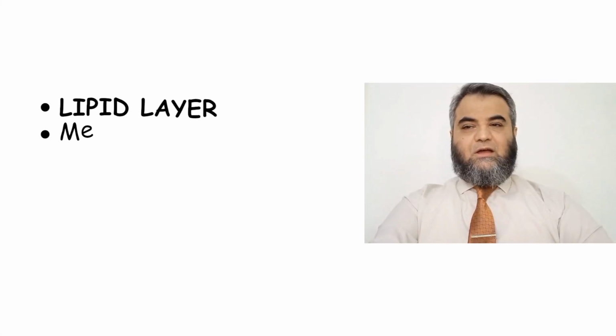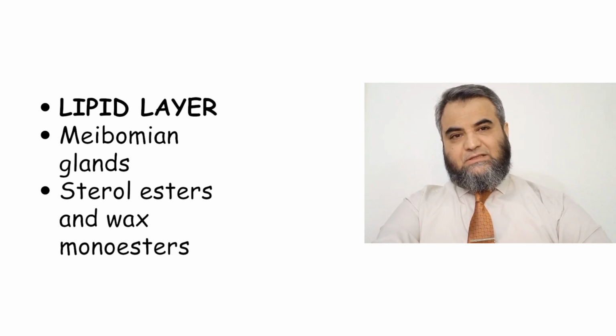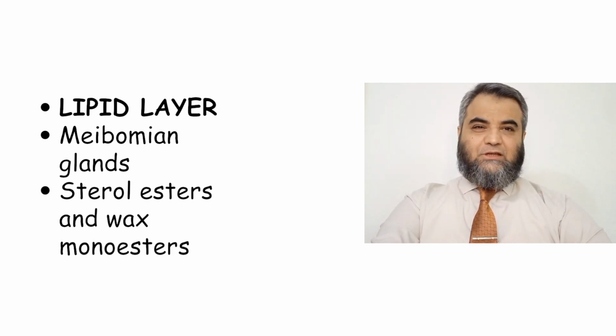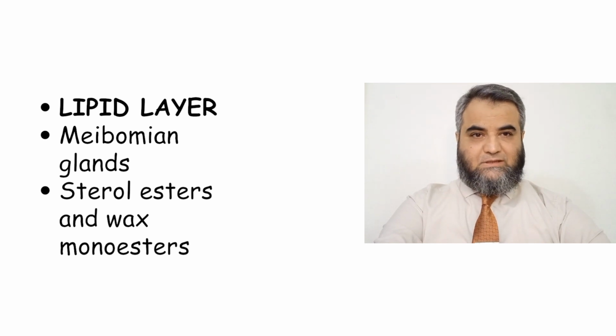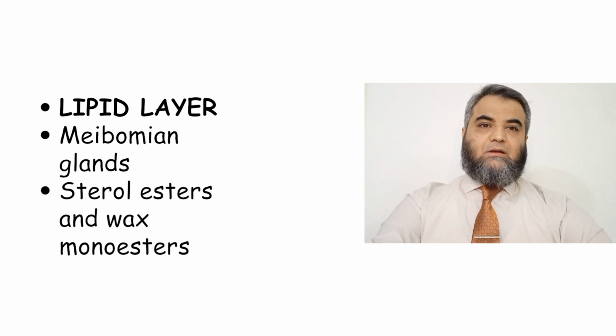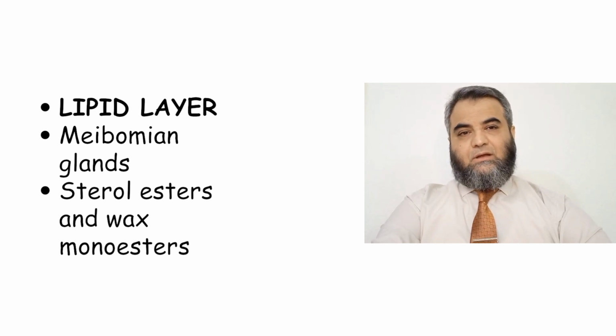The third layer is the lipid layer, and it is produced by the meibomian glands of the eyelids. This layer is basically composed of sterol esters and wax monoesters. Because of oil and lipids, this layer is responsible for prevention of evaporation. Its role is to prevent the evaporation of the tears from the eyes. So there are all three layers: mucin innermost, then aqueous, and then the lipid layer.